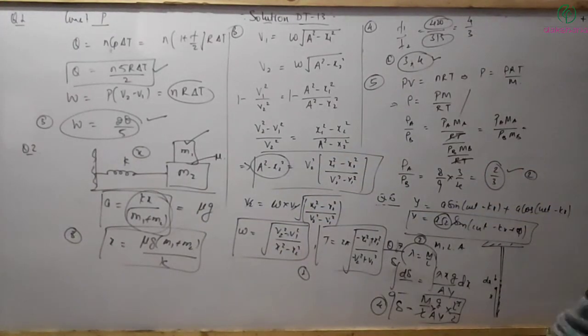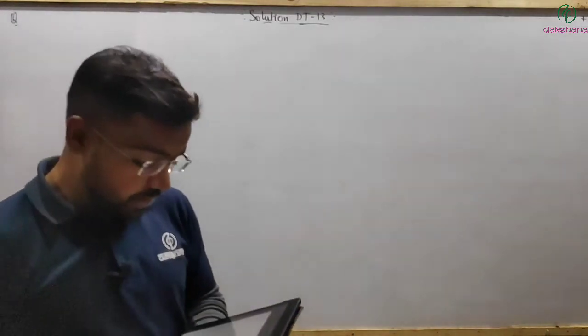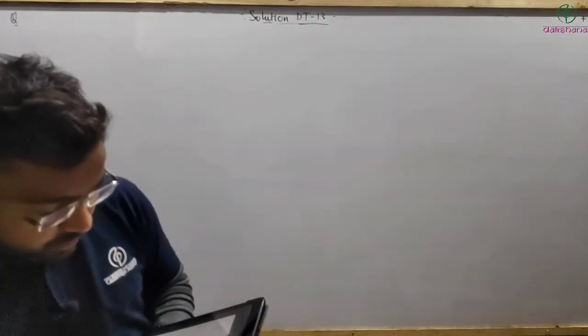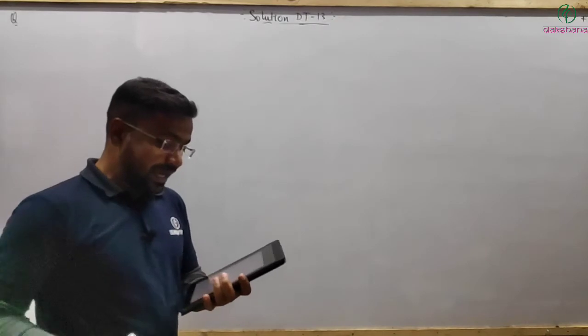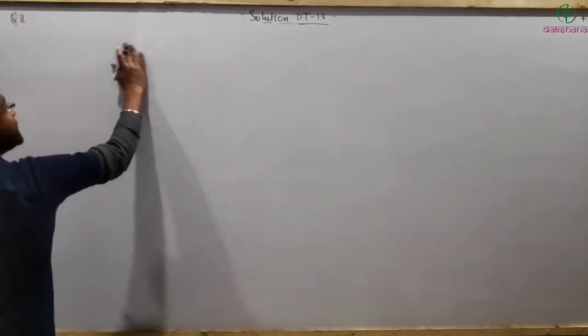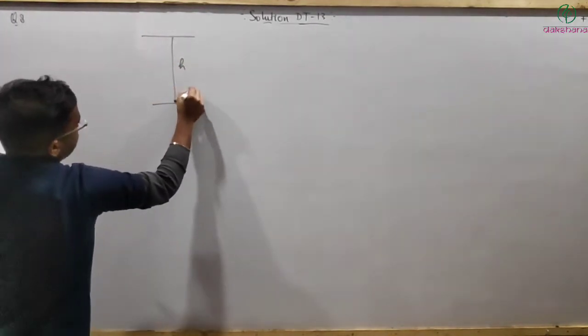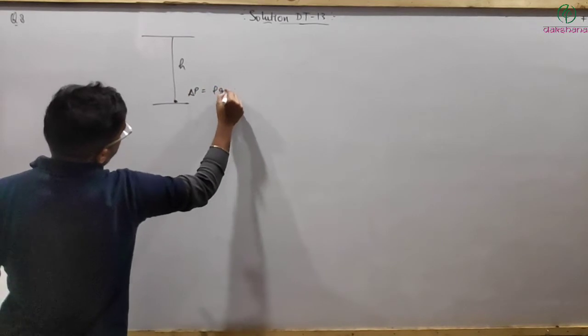Next, question number 8. Let me raise the board. Okay, so next, question number 8. If rho is the density of water and B is the bulk modulus, then the energy density of the water in the lake at h meter depth. So this is also a good question. First thing is at h meter depth, delta P is equal to rho g h.